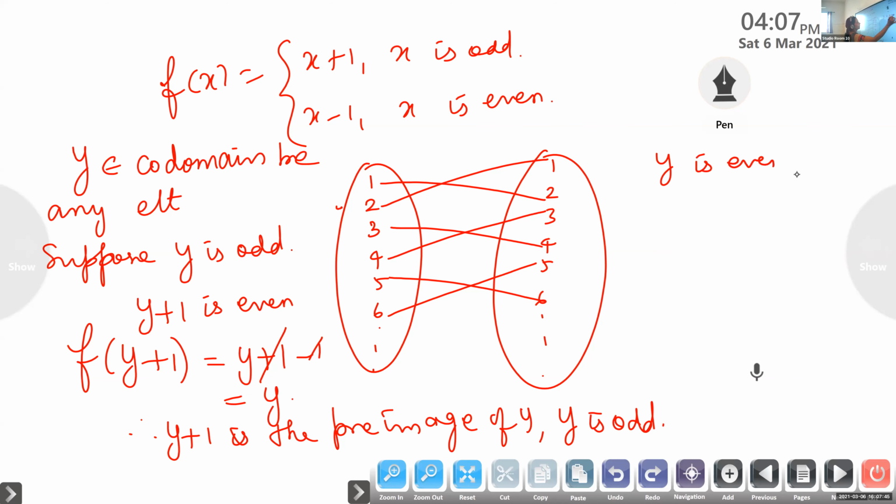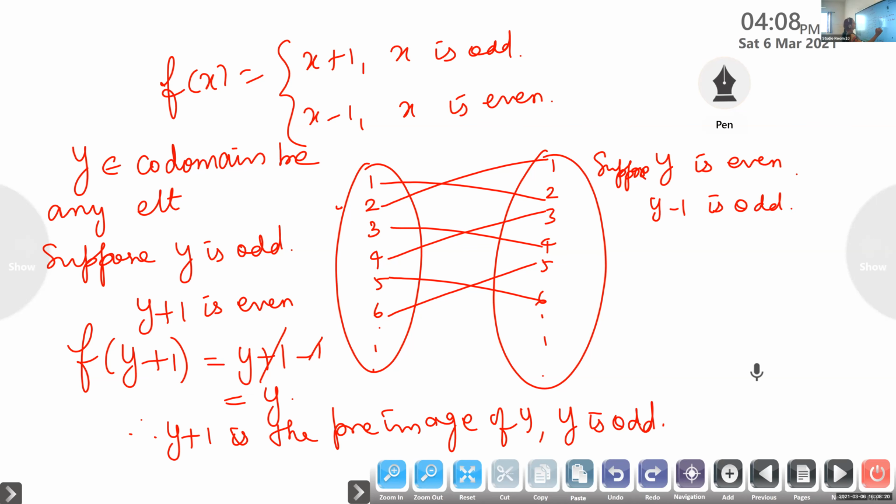Now look at the element in the column. 2 is an even number. It is mapped onto 1, which is odd, which is 1 less than that number. If you take 4, it is mapped onto 3. 3 is an odd number and it is 1 less than 4. So suppose y is even, then y minus 1 is odd. Is it correct? Therefore, y minus 1 is odd.